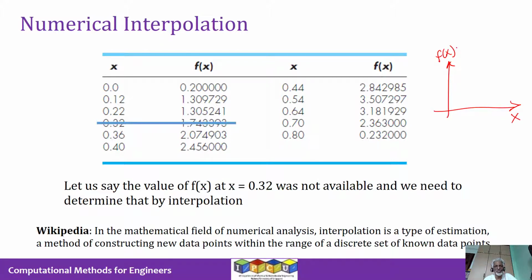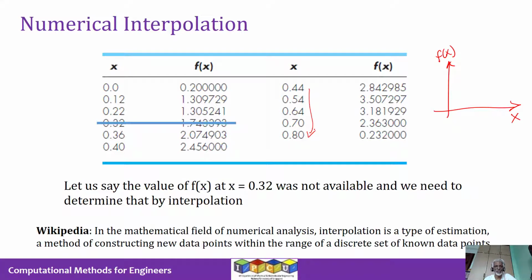So the table that is shown in front of you is given, right? At different x values, you have different y values. That means, for example, for x is equal to 0.12, the y value is given to be 1.309729. Let us pretend that the value of the function f of x at x is equal to 0.32 is not provided to us. So the data is given for x is equal to 0, 0.12, 0.22, 0.36, 0.40, 0.44, and so on, as you see in this particular column.